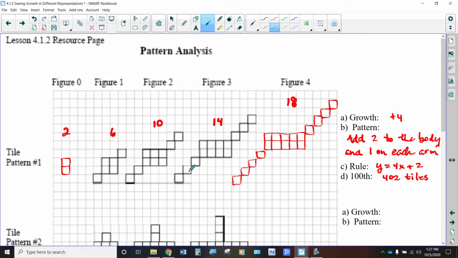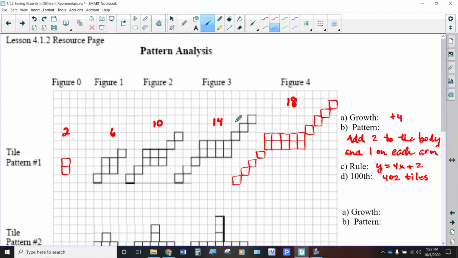Because we've got 1, 2, 3, 4, 5, 6, 7, 8, 9, 10, 11, 12, 13, 14, but we're going to add 1 here, you're going to add another 1 here, and then you're going to add 2 there. So that's how we get our 18. So to describe the pattern, we would say it adds 2 to the body, right? If we consider this the body, and add 1 on each arm.